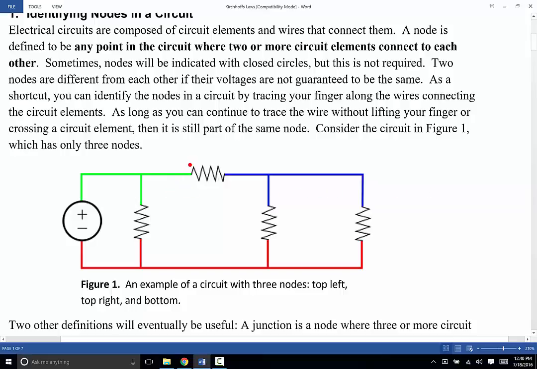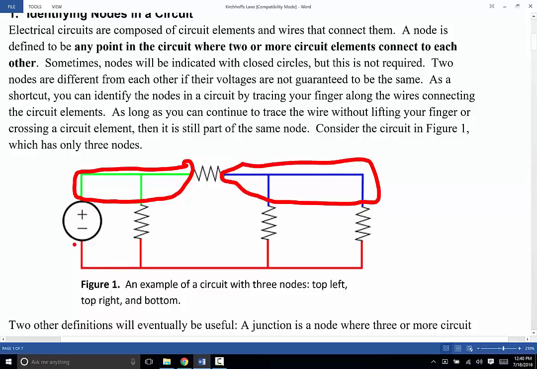One piece of advice that I would have for you is just simply try to identify all the wires that connect to each other without passing through any other circuit elements. And so you can see here I've tried to indicate that the top left corner is all one node. And then over here we have the top right corner is all one node. And then on the bottom, we have that the bottom is one entire node.